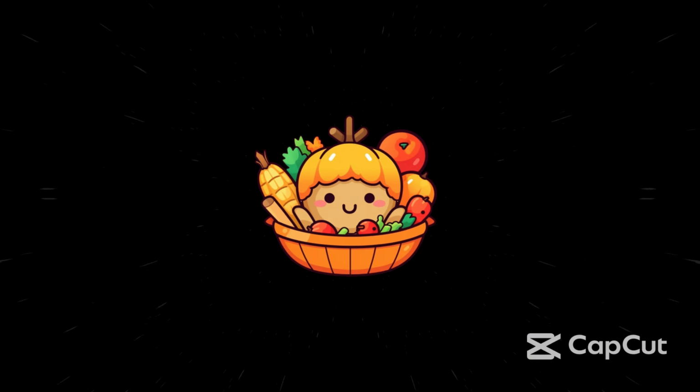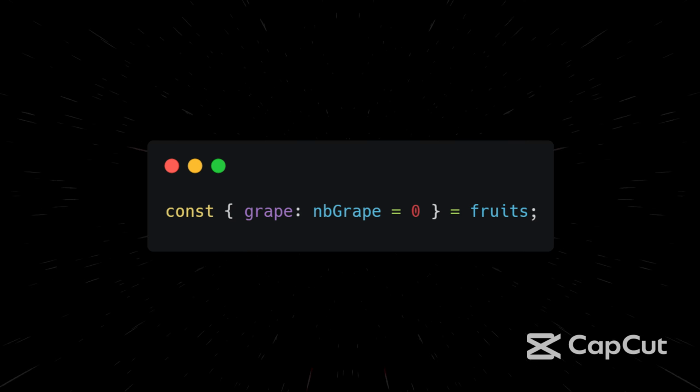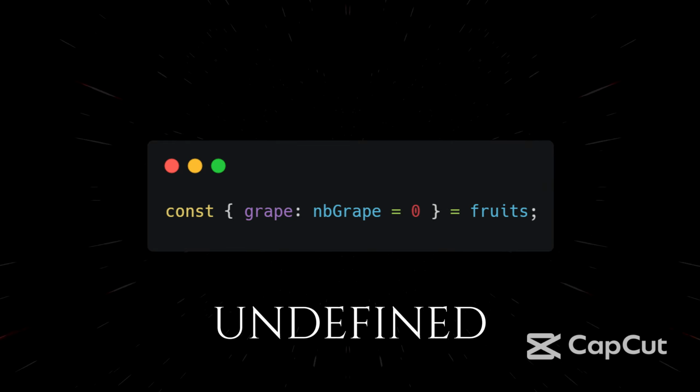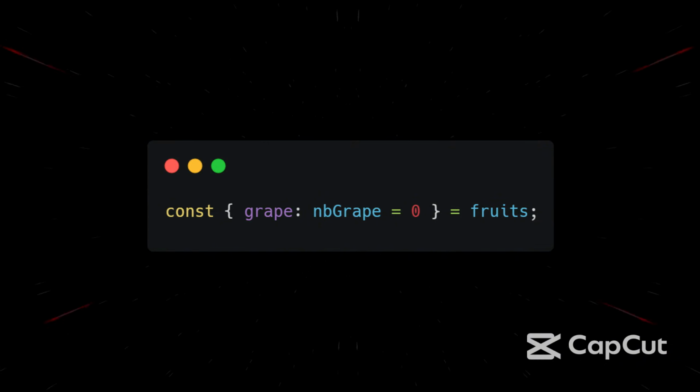We can also create default values. If a property is undefined, the default value will be used. Imagine we want to take grapes from the basket, but they are not in the object. We can specify that if the property doesn't exist, it should default to 0. But it's important: only if the property is undefined is the default value used. However, if the property is null, for example, then null will be kept inside the constant.